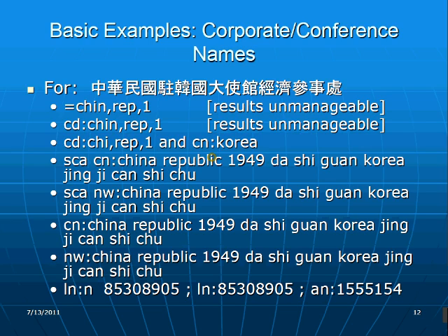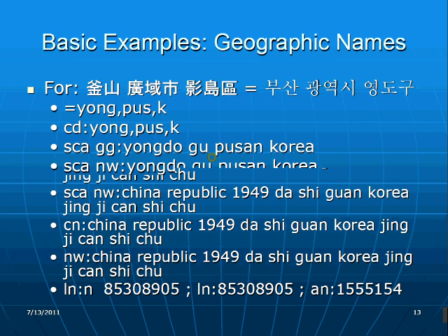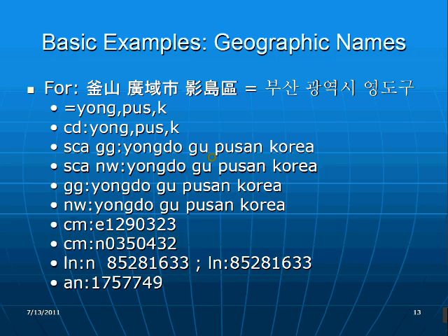For corporate conference names, an example is this Economic Council section inside the Republic of China Embassy in Korea. Some command possibilities include ECO, chine, comma, rep, comma, 1, which results in something unmanageable, or cd colon chine, comma, rep, comma, 1, with the same result. Derived keys may also be combined. So CD colon China comma rep comma 1 and CN colon Korea. For browsing, CN colon China Republic 1949 dash Korea Jinji Tanshi Chu or NW colon China Republic 1949 Korea Jinji Tanshi Chu. For keywords such CN colon China Republic 1949 Korea Jinji Tanshi Chu or NW colon with those same words. LCCN and OCLC authority record number searches are in the same manner as with personal names.